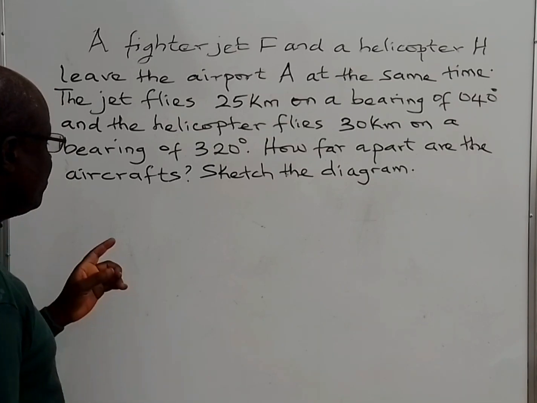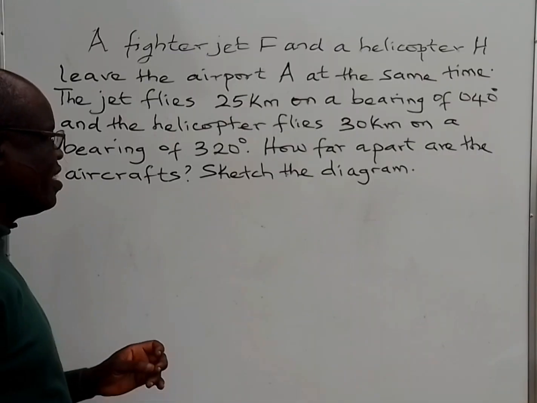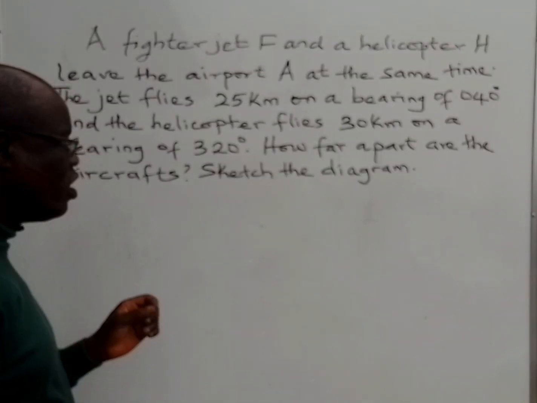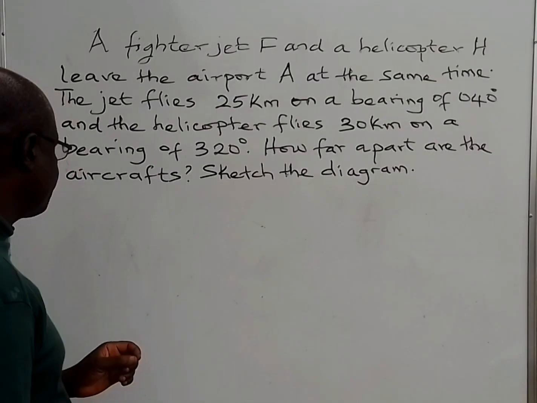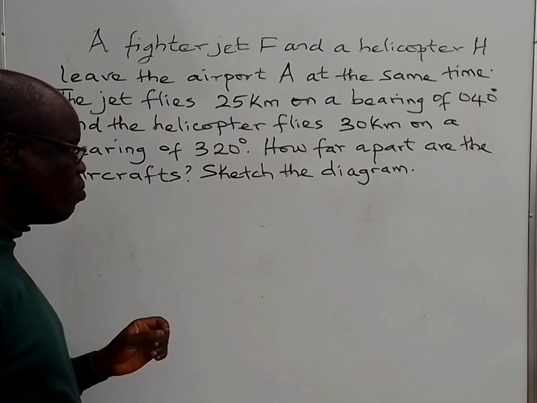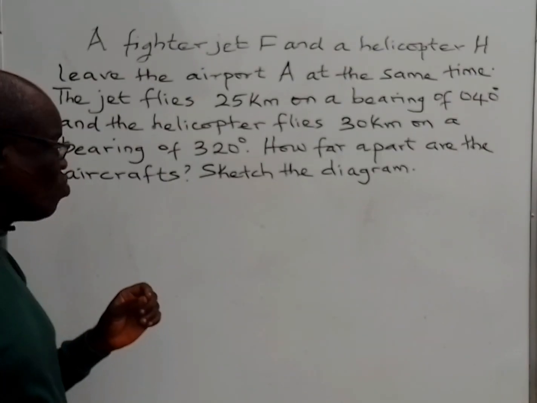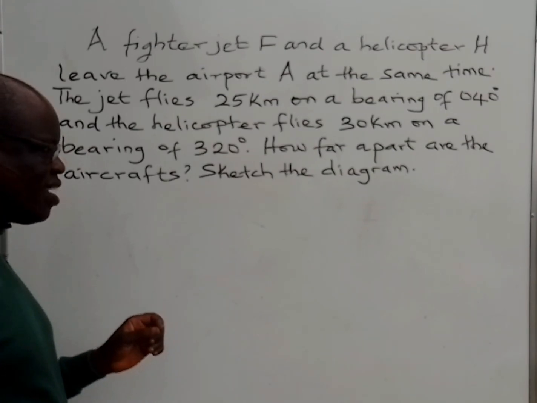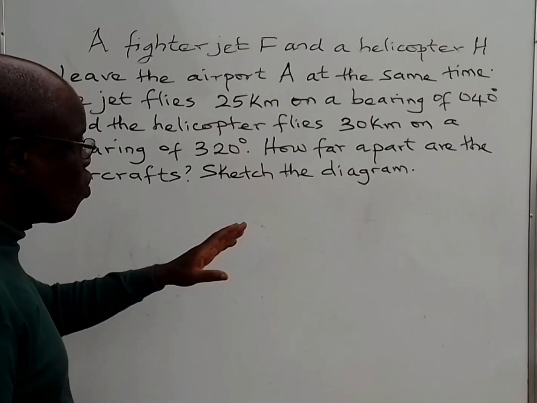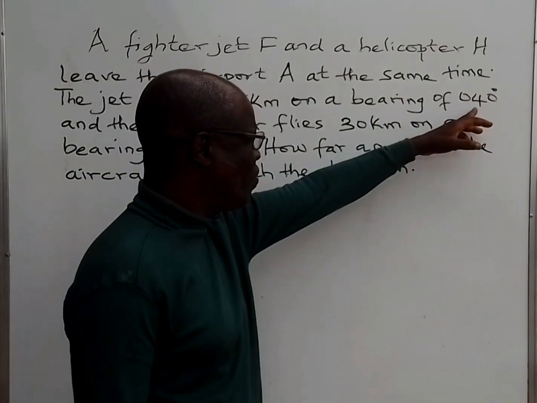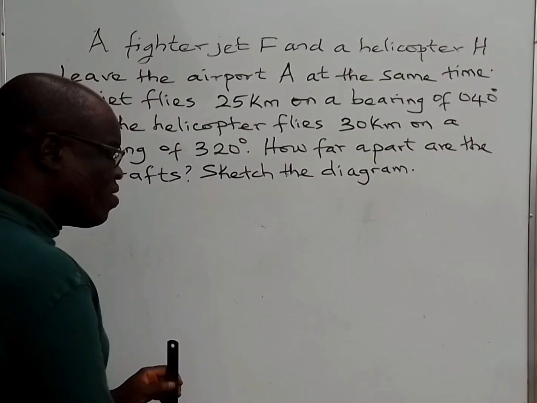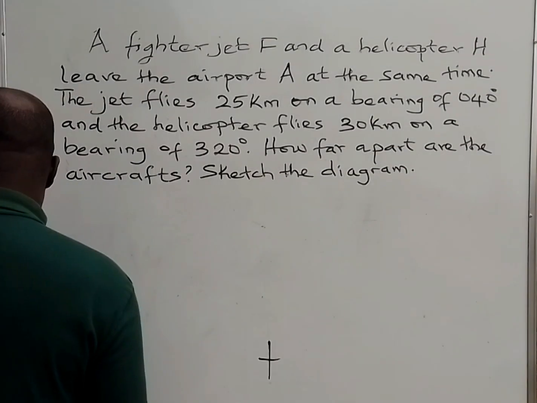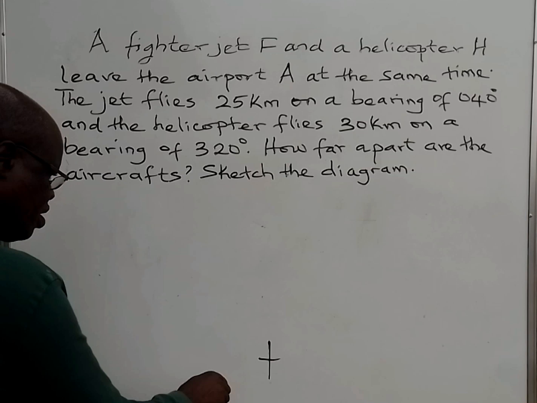Leave the airport A at the same time. The jet flies 25 kilometers on a bearing of 40 degrees, and the helicopter flies 30 kilometers on a bearing of 320 degrees. How far apart are the aircraft? Sketch the diagram. So let's start from the first bearing. You have 40 degrees. So the first thing you do is to draw your cardinal point. This is your cardinal point. Then put your north there.